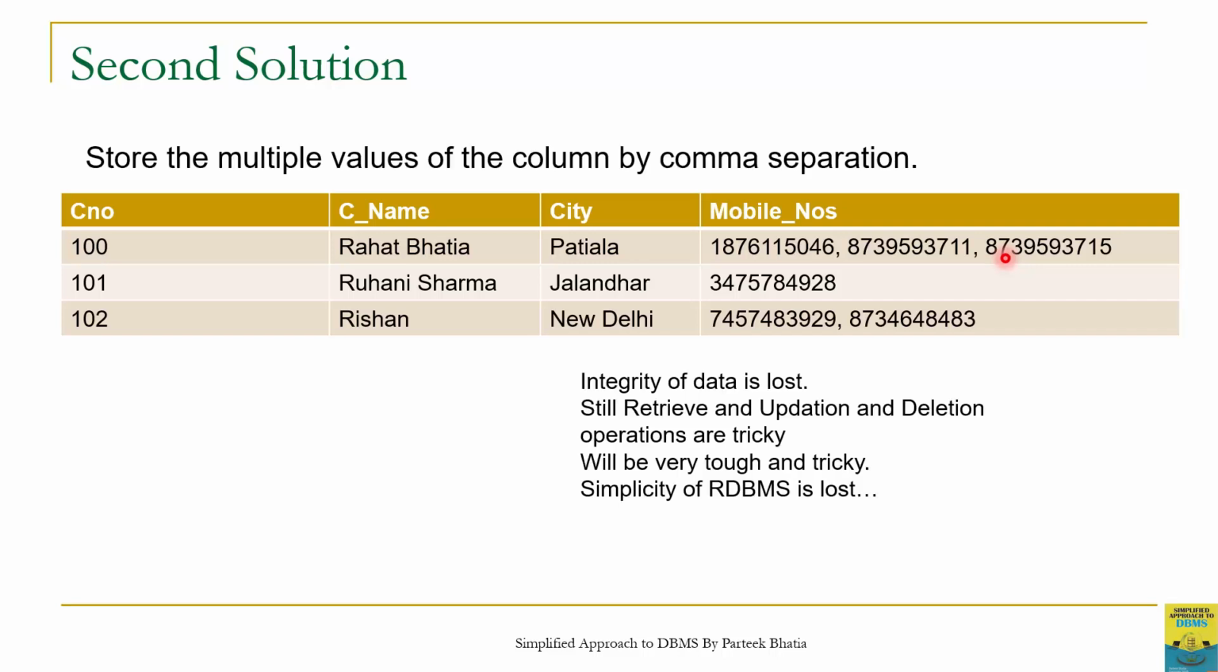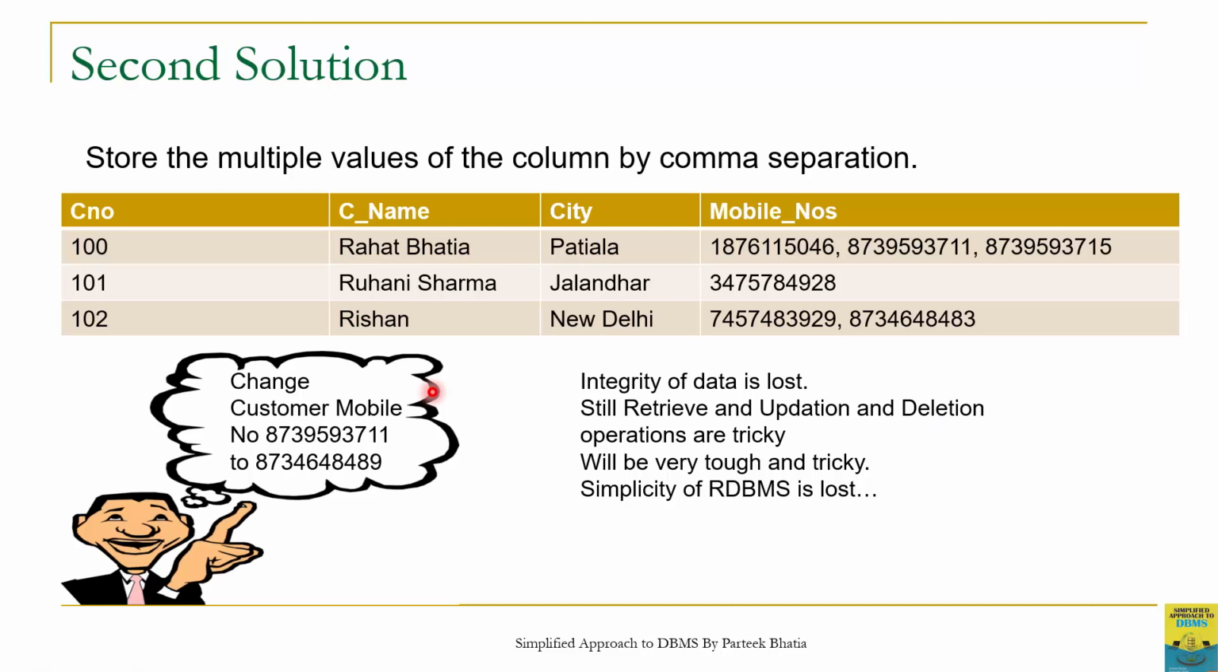When this becomes a character type of field, the integrity of data will be lost. We can store any values in this column. So this is the first issue or problem with this approach. This model will also have high complexity for retrieval, updation and deletion operations. Now let us consider this update operation. Here we wish to change the customer mobile number from this to this one. Now in order to perform this simple update operation in this database, first we have to search this mobile number from this given string.